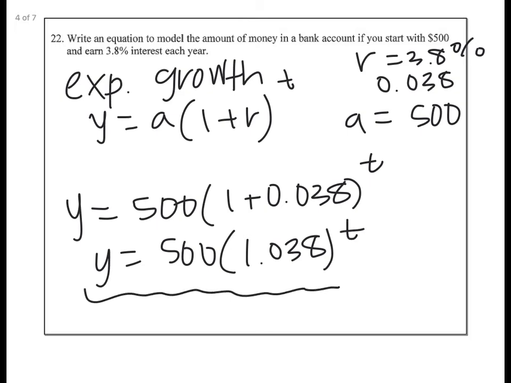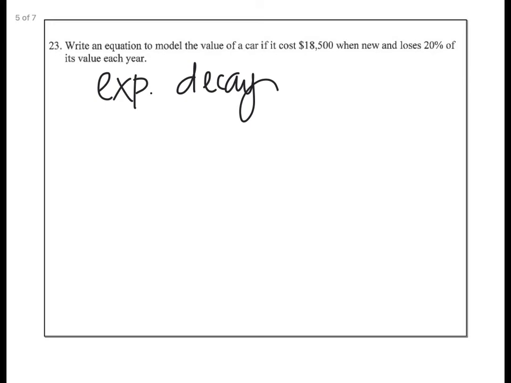Okay, next one says write an equation to model the value of a car if it costs $18,500 when new and loses 20% of its value each year. So if you don't know that, as soon as you buy a new car and drive it off the lot, it immediately depreciates in value, which means it loses value because it's no longer considered brand new. So cars definitely lose value. So that's a form of exponential decay because we are losing money on it.